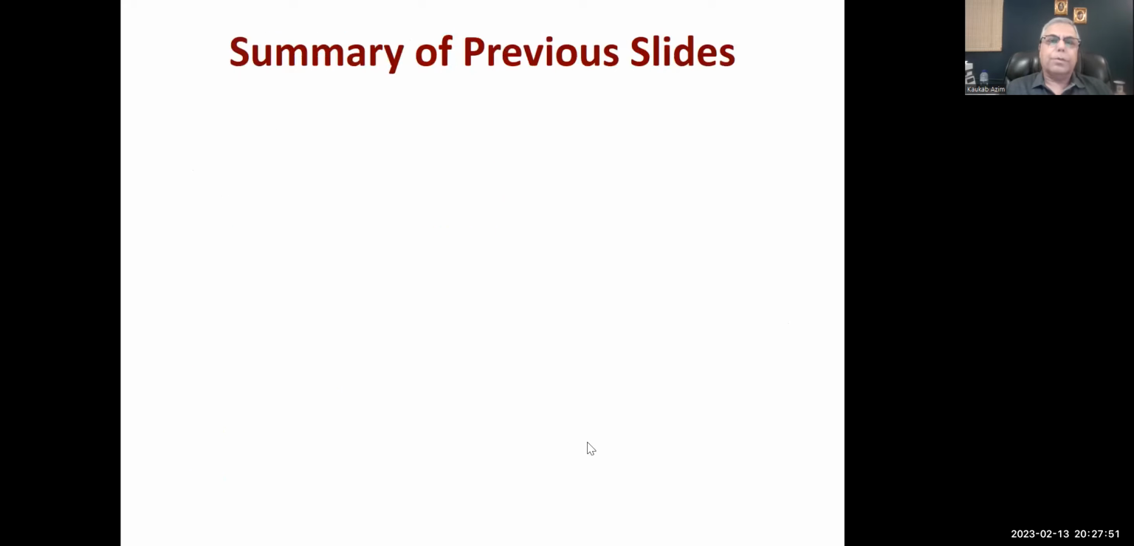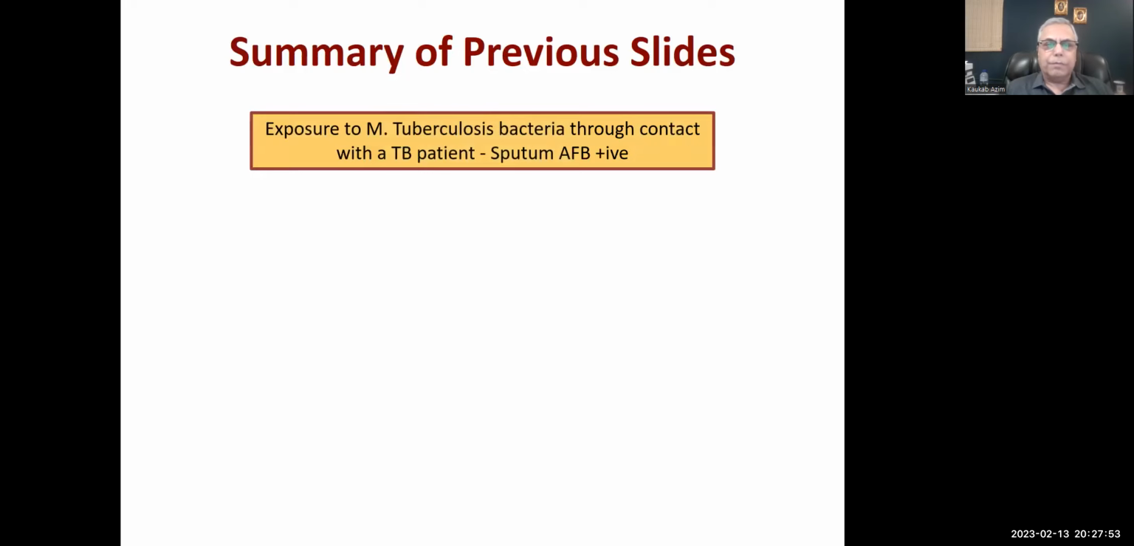All right, so this is what we have done: exposure to Mycobacterium tuberculosis bacteria through a contact who is coughing, or talking or whatever, and who is sputum positive for acid-fast bacillus, okay? Because it has got mycolic acid in the cell membrane. So there is a test which is known as Ziehl-Neelsen that I'll show you later on. So it is positive, okay?